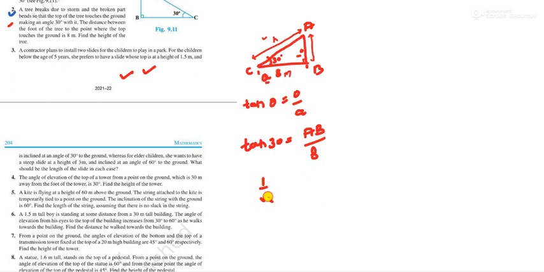Now what is tan 30? It is 1 by root 3. What about AB? We'll do the cross multiplication. So AB into root 3 is equal to 8 into 1. So AB will be 8 by root 3.